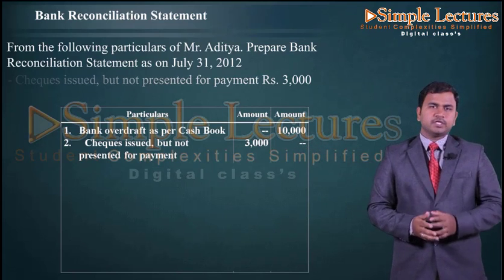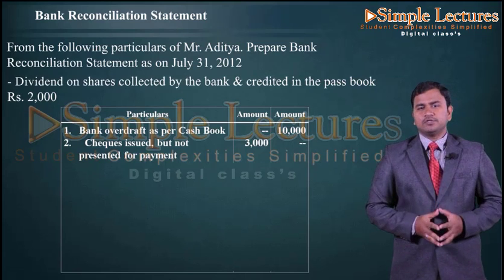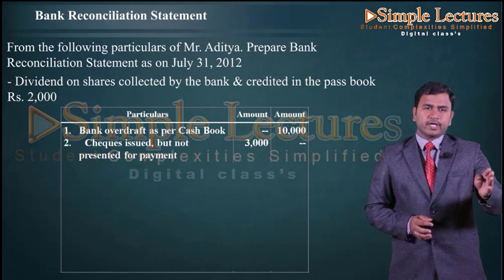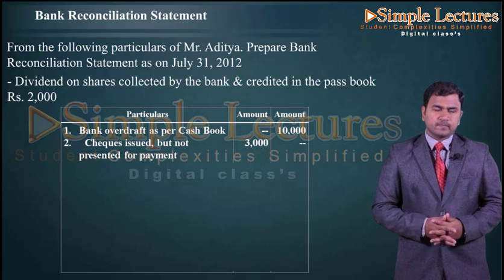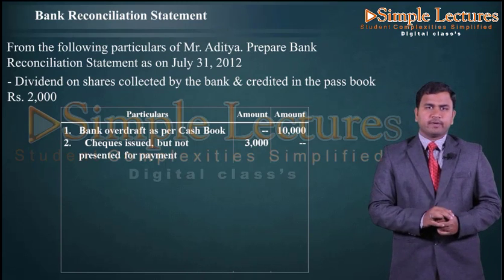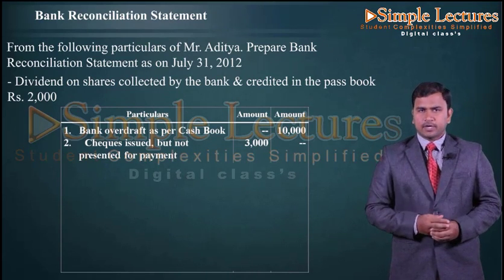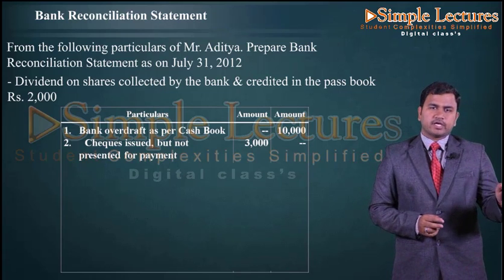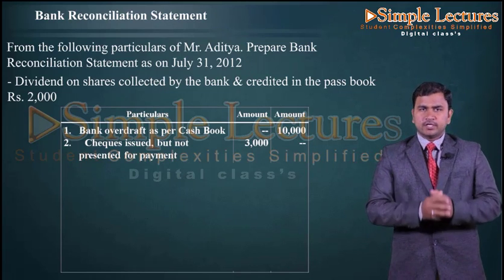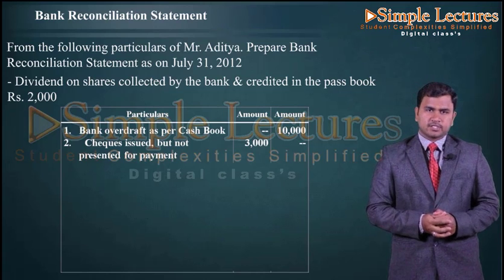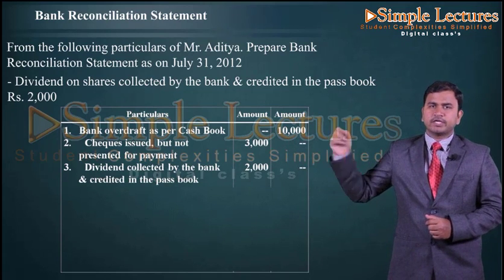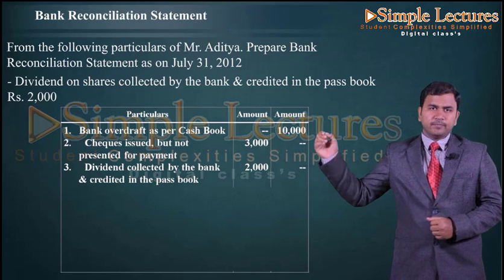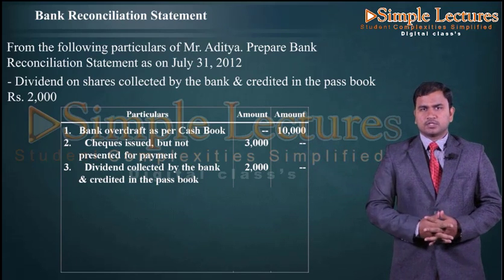Then the next entry we have is dividend on shares collected by the bank and credited in the passbook, rupees 2000. So the dividend was collected by the bank and added to the passbook but was not added to the cash book, that we are going to add here to bring the balance as per cash book. So serial number 3, dividend on shares collected by the bank, in positive amount column 2000.